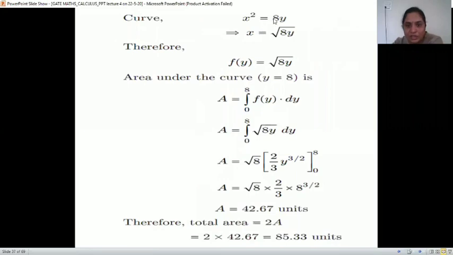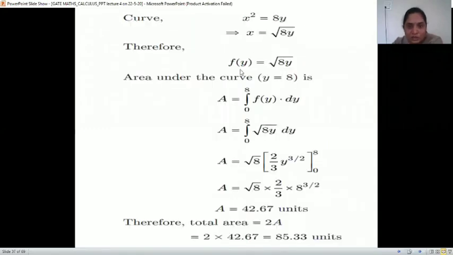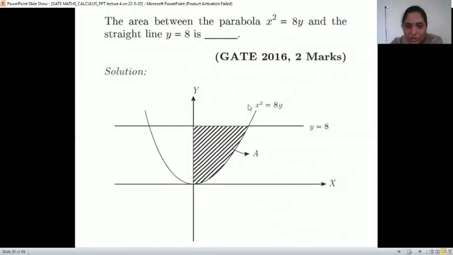So we have x square is 8y, so x is root 8y, right? From this we get x is root 8y. That's why x is a function of y, we know, so f of y is root 8y, right? And then the area under the curve, y is equal to 8. We know the definition of area is also integration with limits. If we have a function in y, then it is f of y dy. If we have it in x, then f of x dx, right? So it is f of y dy from 0 to 8. Limits are from 0 to 8.